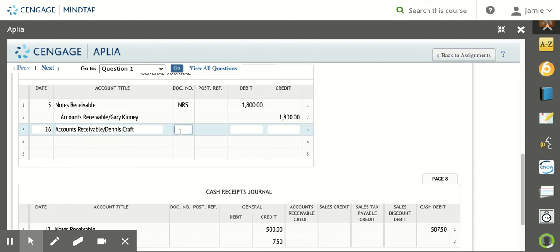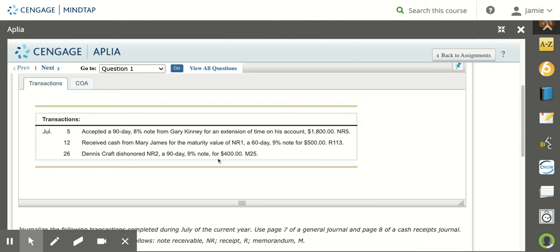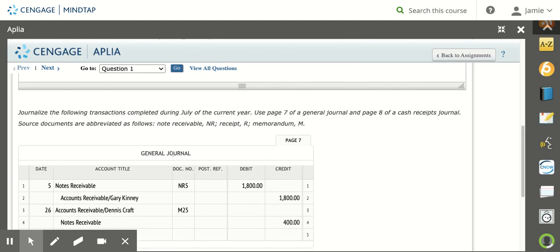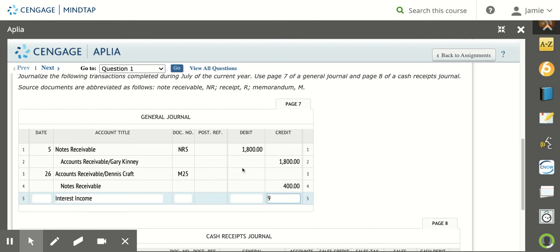This is memo 25. So debit accounts receivable. We don't know for how much yet because we need to calculate notes receivable plus interest income because he not only owes us his original amount, but we're still going to charge him that interest. So he owed us $400, and we would take $400 times the interest times 90 divided by 360 and we get $9. So in total, we need to increase his accounts receivable, Dennis Kraft, we need to debit for $409.